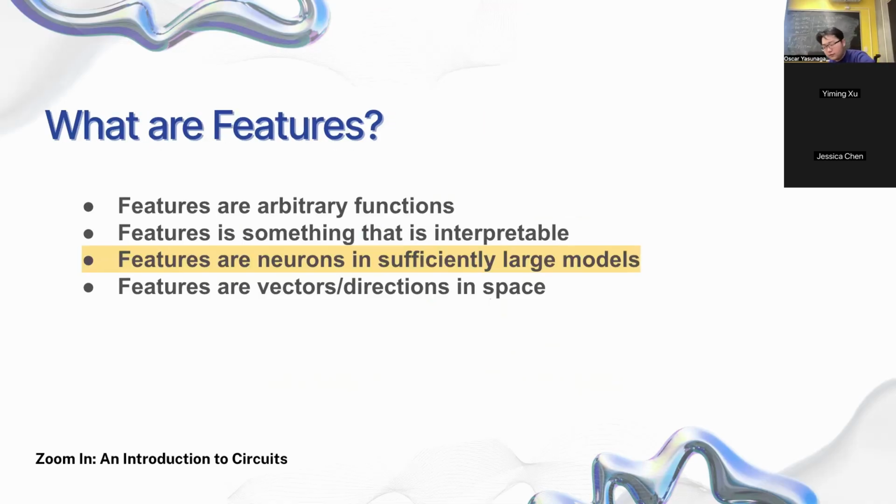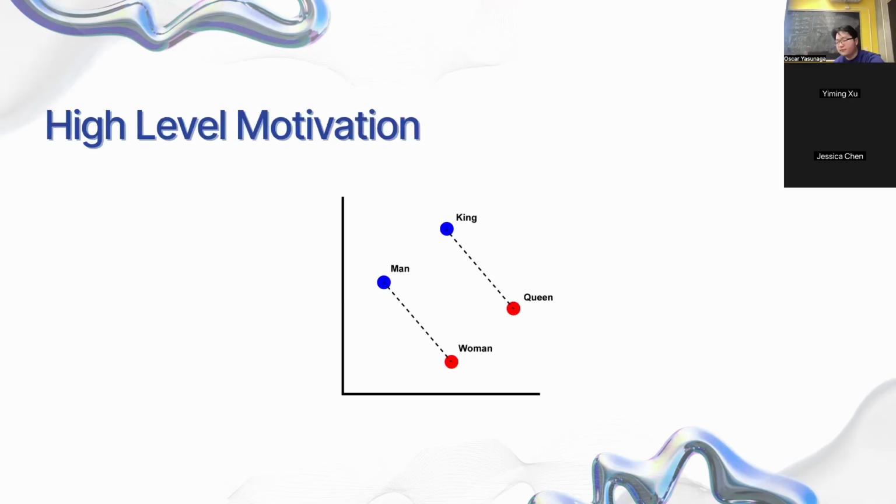Okay, so that's one definition that they use. The other definition is that features are some vector or some direction in activation or hidden space. This is just so that we can analyze what features might be. And the motivation for this definition, at a high level, is this very famous example of latent embeddings.